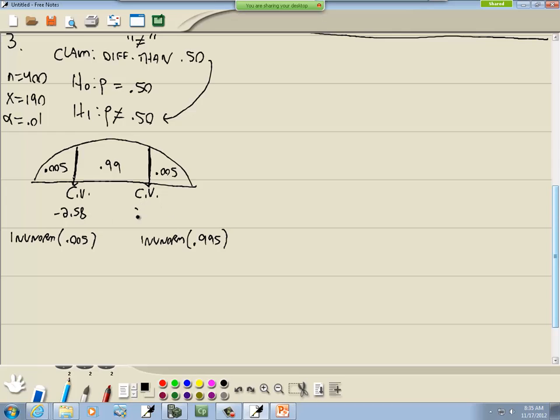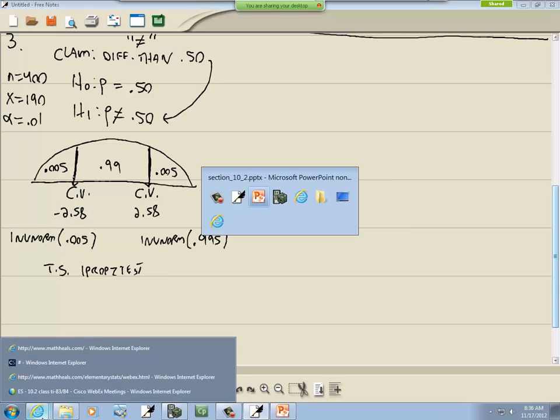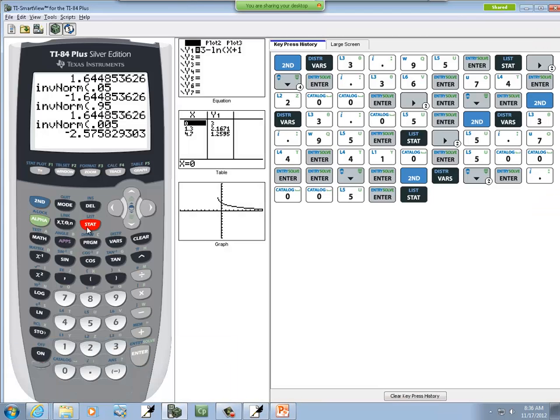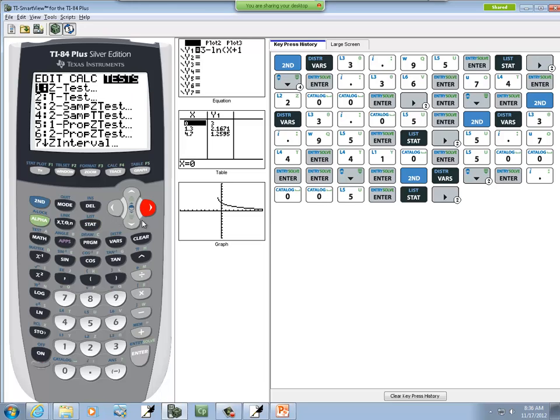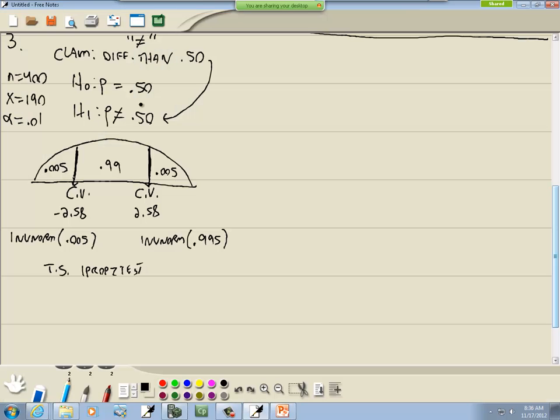If we plug this one in, we're going to find it's 2.58. That'll always be true on proportion. If you get this critical value, this one will be the same, just the opposite sign. That's not true on every claim, though. If we get to chi-square, it's different, so don't get thinking that it's always that way. And we're going to use one prop z test for our test statistic. Find test statistic, one prop z test. So press stat, go over to tests, and number 5, one prop z test. This is the number off of our claim, H naught H1, which was 50%.